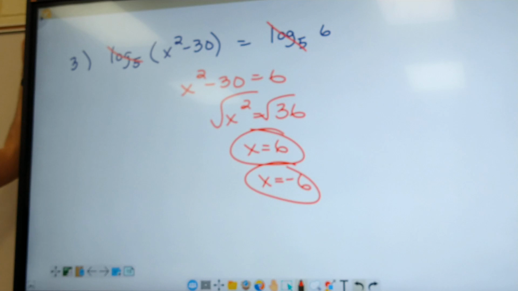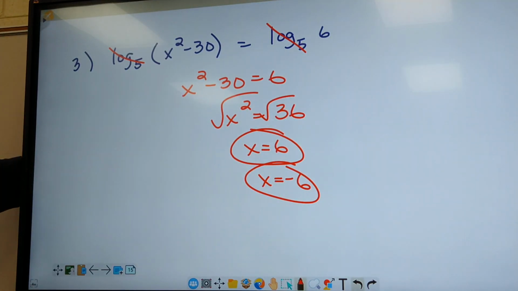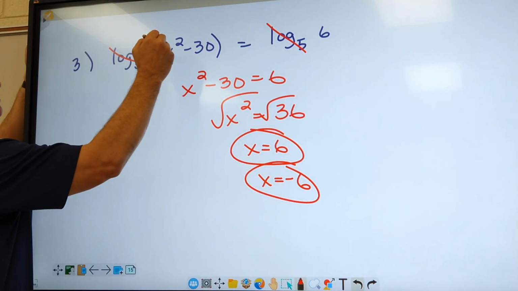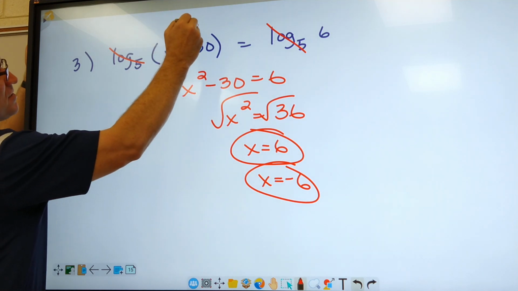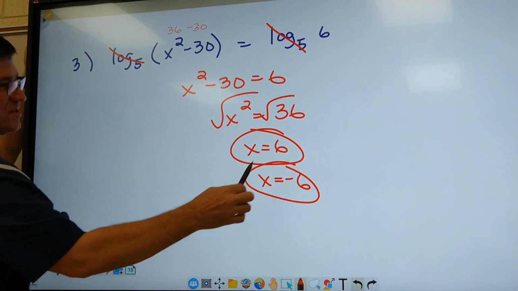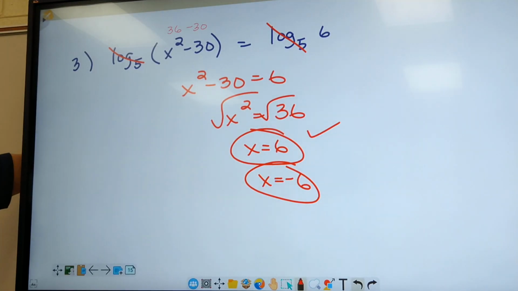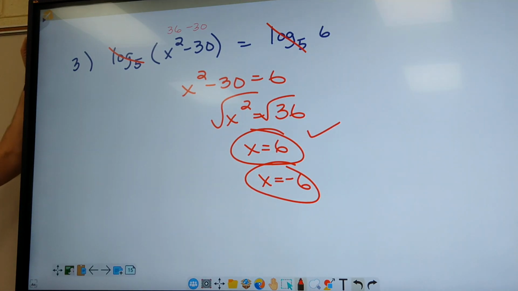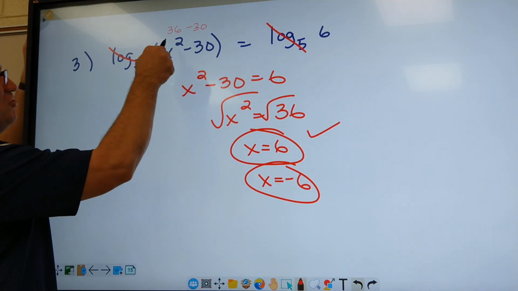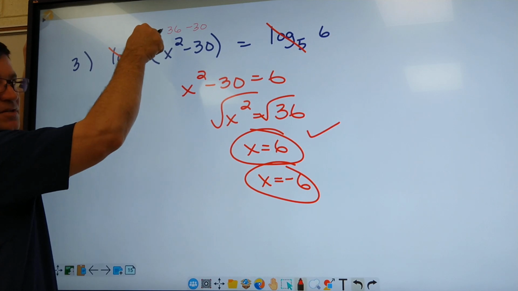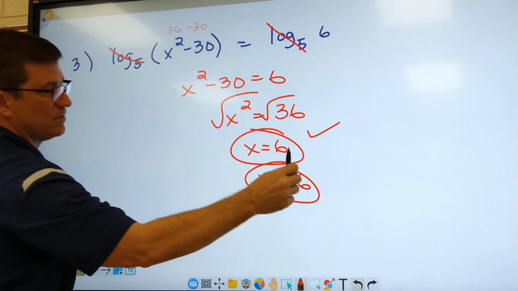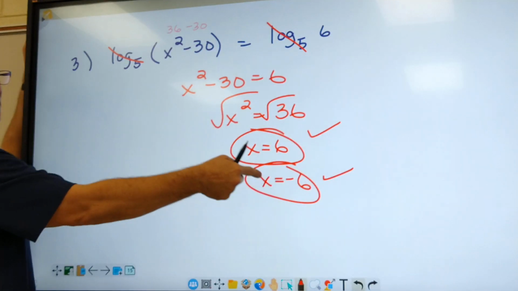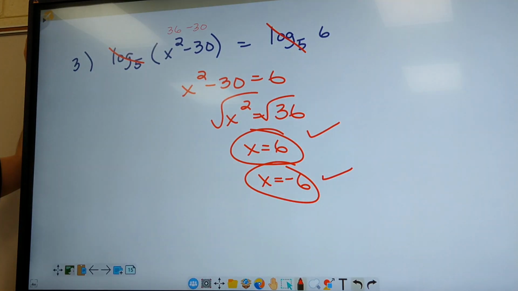And I have to check both of those. So when I plug in positive 6, 6 squared is 36 minus 30. That gives me positive 6. That one's okay. How about the negative 6? When you plug in negative 6 and you square it, that's going to become positive 36 also. So just because it's a negative doesn't mean you're going to throw it out. When you plug it back in and try it, it still might work.